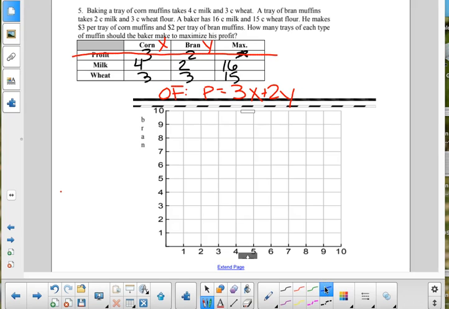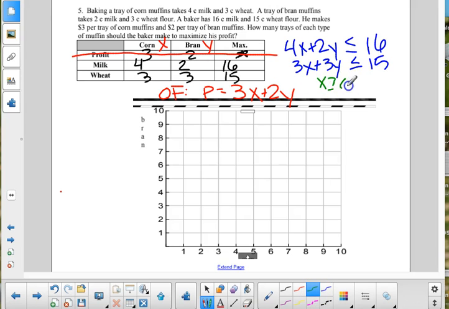So the next one will be, what will the milk equation look like? Yeah, so less than or equal to, because if he has 16 cups of milk in front of him, can he use more than 16 or less than 16? Less. Less than. For the wheat one, 3x plus 3y, and then same idea, can he use more than 15 cups or less than 15 cups? Less than. And then there's two kind of gimme ones that we don't need to worry about much. We're not going to have any negative numbers here because we're talking about making muffins.